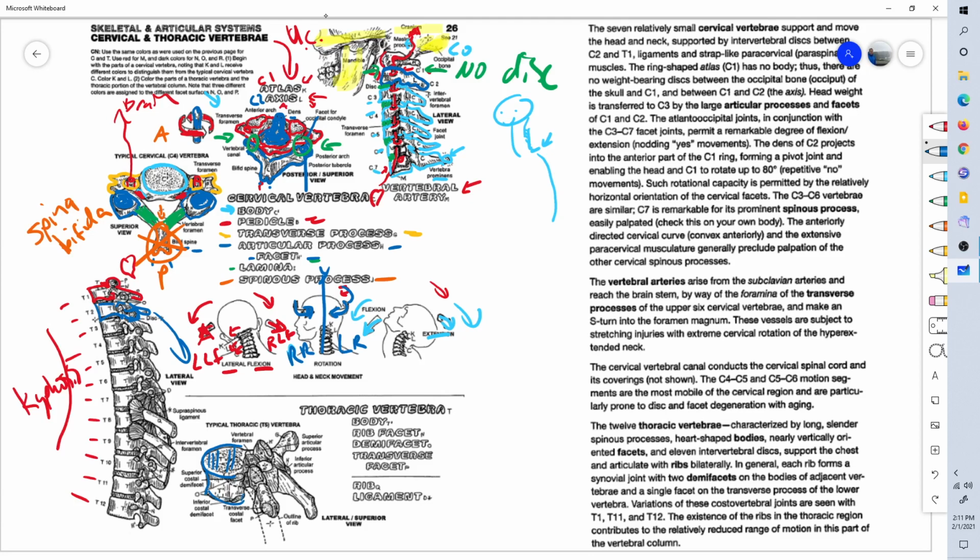And let's make it easy. Let's start with the easy stuff. Out here, we know what this is called. This is called the spinous process.